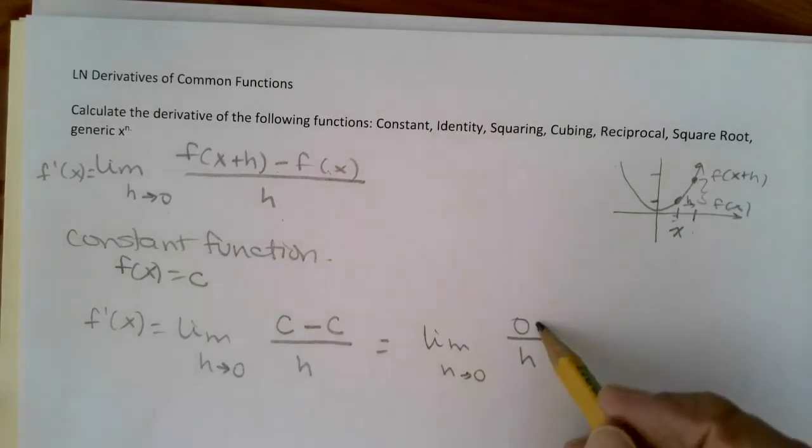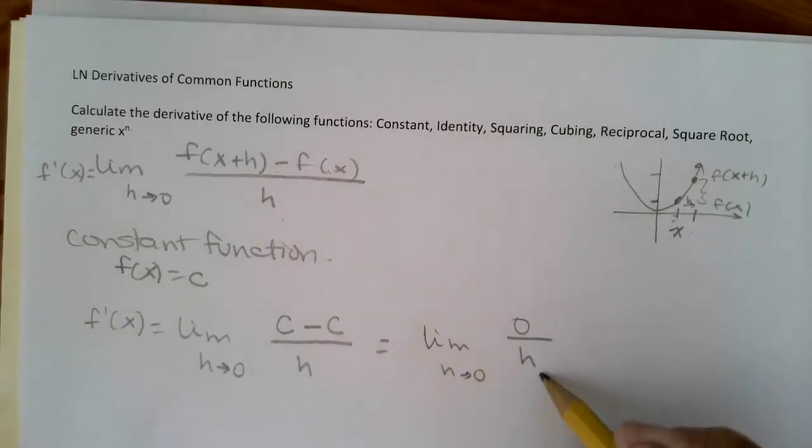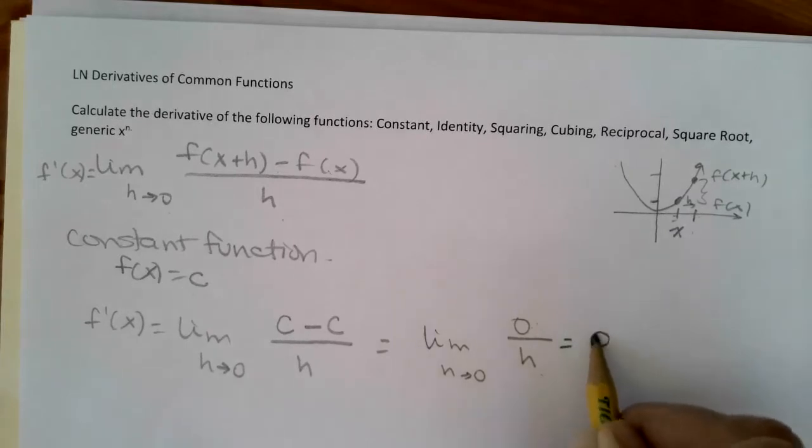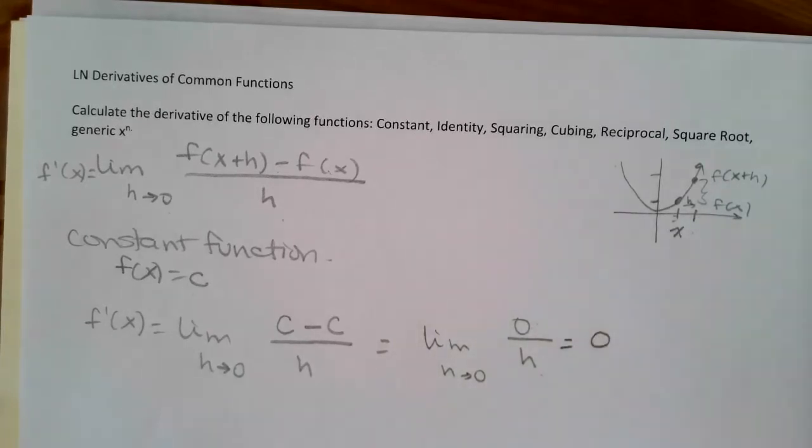Now the top is definitely 0. The denominator is just getting close to 0, so it doesn't actually have to get to 0, it just has to get close. So the top wins, and 0 in the numerator is 0. So this means the derivative of a constant function is 0.